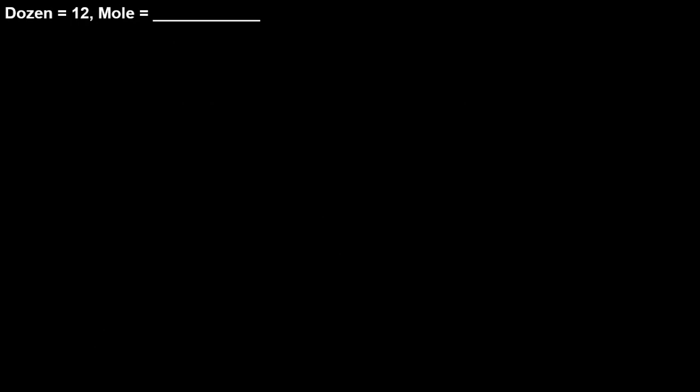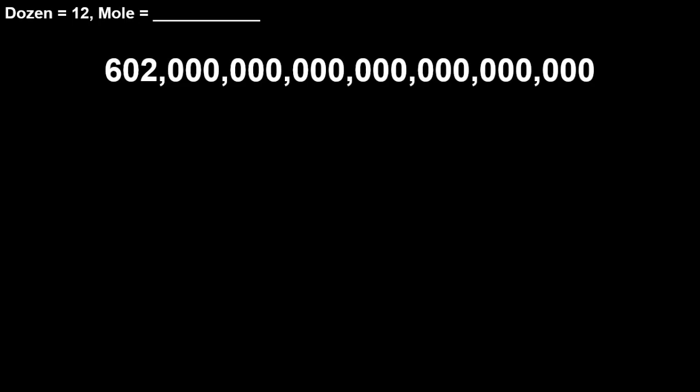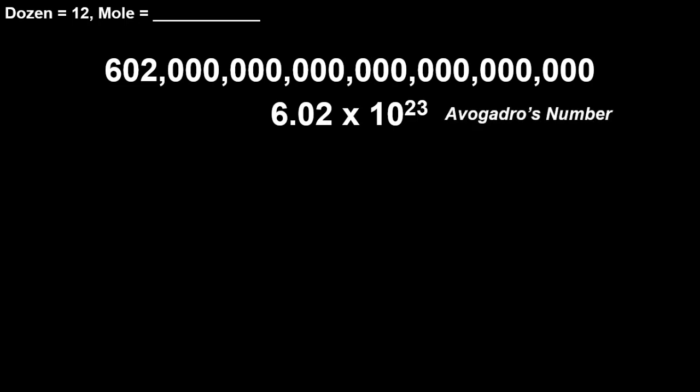So that's a dozen. 1 dozen is equal to 12. How about a mole? What is the mole equivalent to? It's actually equal to a very large number. It's 602 sextillion. Since it's a very large number, we commonly write it in scientific notation, and that is 6.02 times 10 to the power of 23. We call this number Avogadro's number. So again, Avogadro's number is equal to 6.02 times 10 to the power of 23, which is just the scientific notation for this very large number. And again, this number is equal to 1 mole.